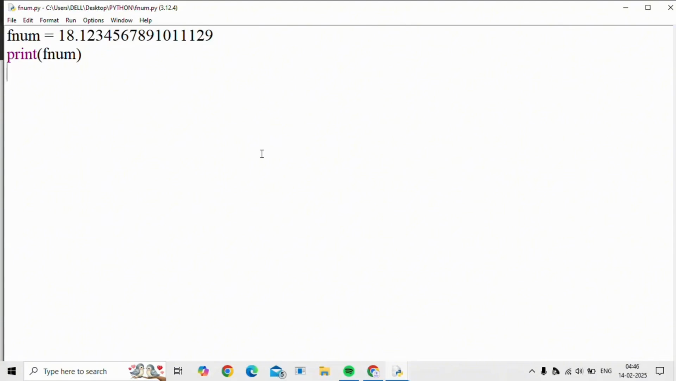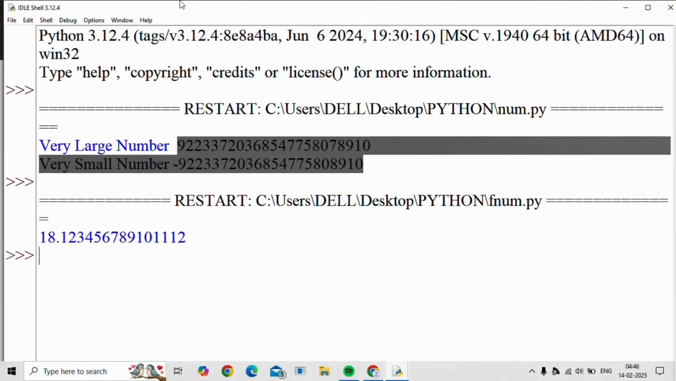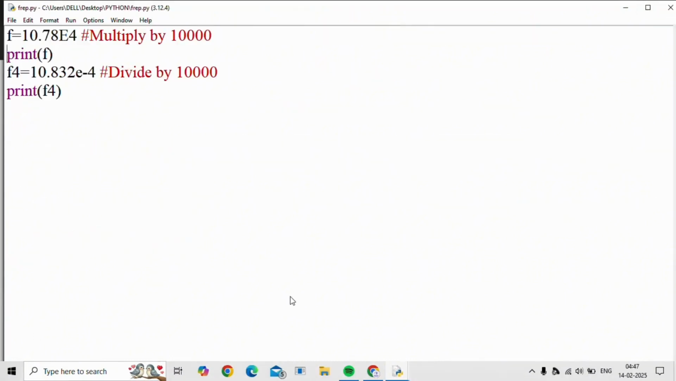So when we print this value, the last digit 9 will be ignored because 9 is the 16th digit. So the last digit 9 will be ignored from the output. When we run the program, the last number 9 is not displayed because the level of accuracy is only 15 digits. Look at the next example. Here in this program we are using two float variables, f1 and f4. The first variable contains the value 10.78E4.